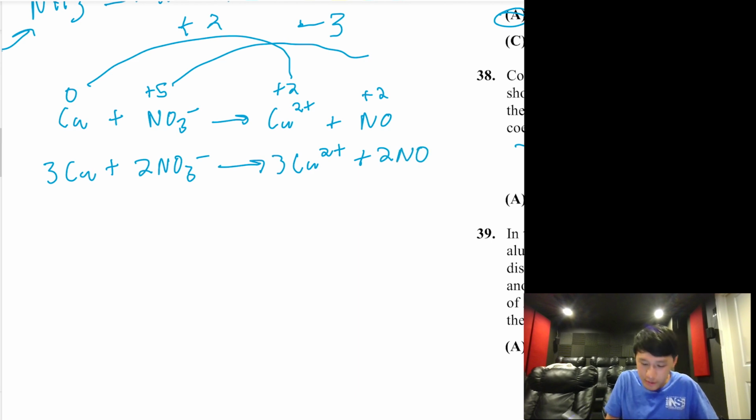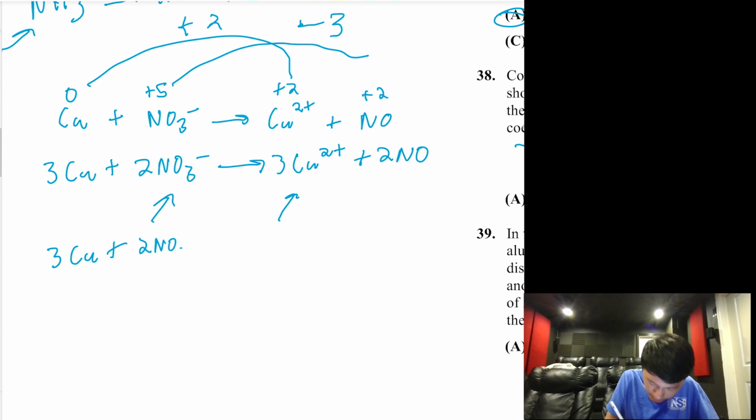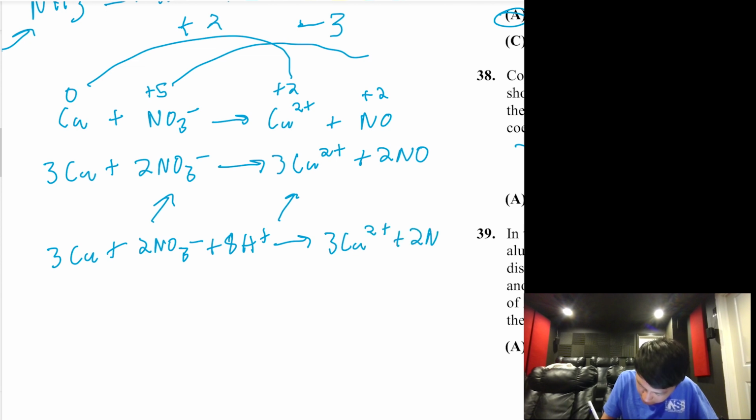Now we can just balance the charges. There's 6+ on this side, 2- on this side. That means we need to add H+ to the left side, and it's going to be 8 of them. So it's going to be 3Cu plus 2NO3- plus 8H+, and then that yields 3Cu2+ plus 2NO. So then we just need to balance the hydrogens. On this side, we have 8 hydrogens, so we're going to need to add 4 waters to this side. And we're done. We successfully balanced the equation.